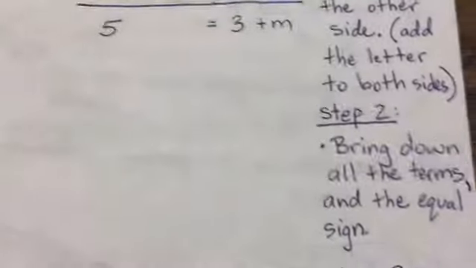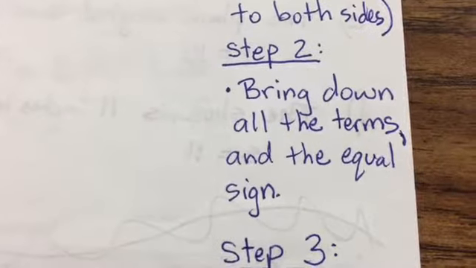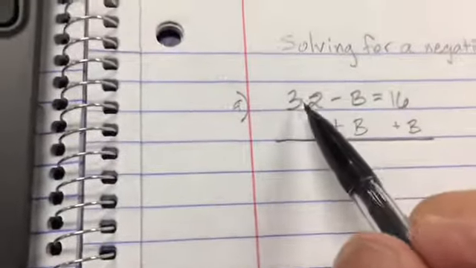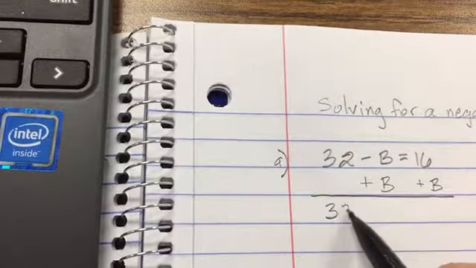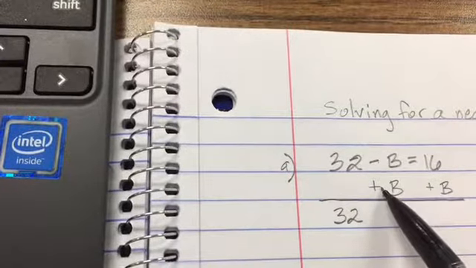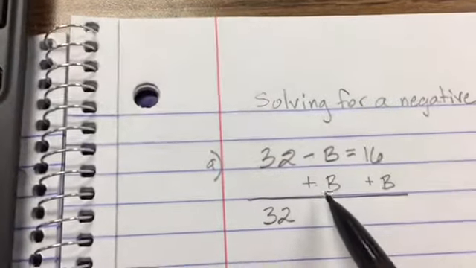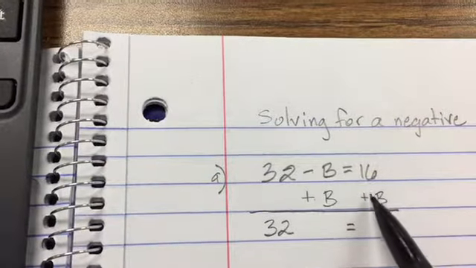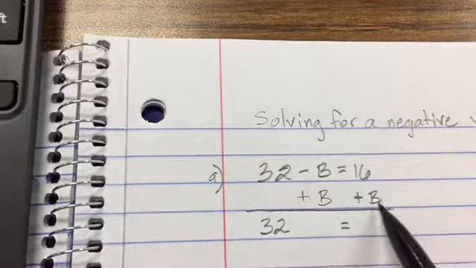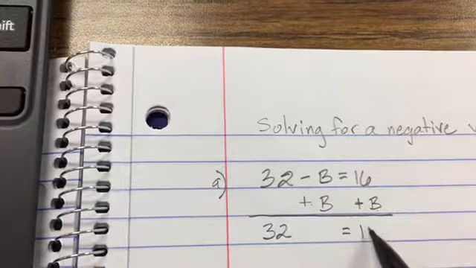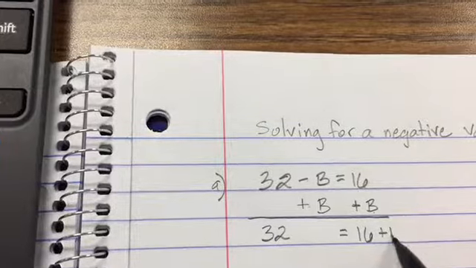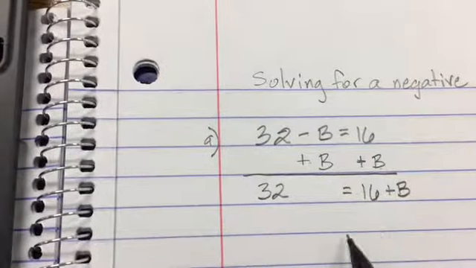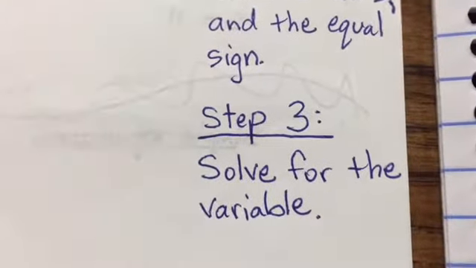Done. Step 2, bring down all the terms and the equal sign. The terms, let's see, well this is a term, 32, so that should come down. If I do minus b plus b, that's just going to equal 0, so nothing needs to come there. Bring down the equal sign, and I can't combine 16 and a b, so I have to put 16 plus b. Now this looks like an equation I've seen before. And then it says, solve for the variable.